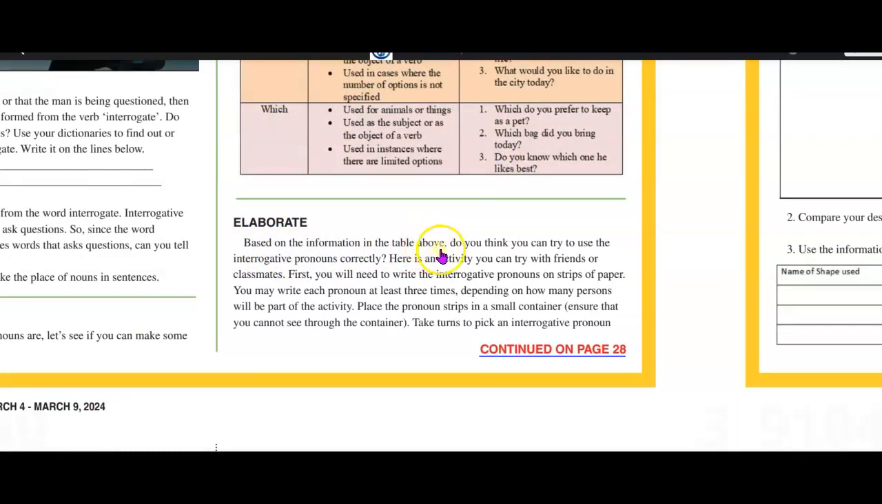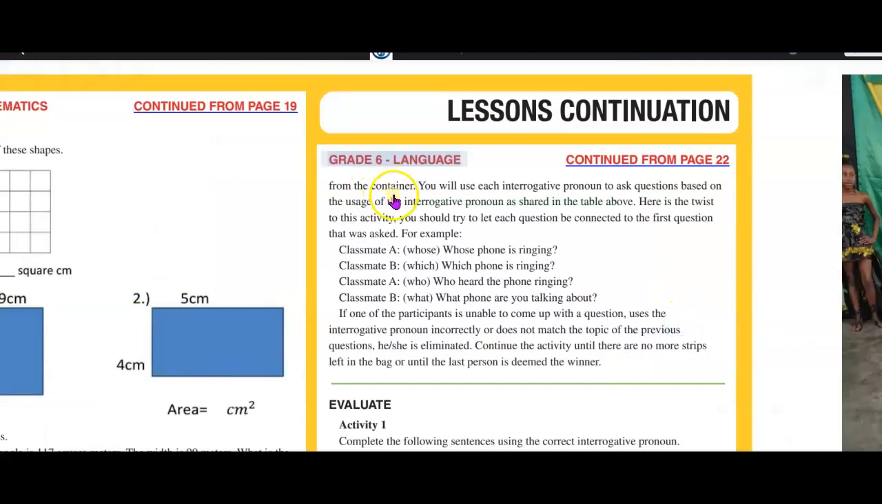Based on the information in the table above, do you think you can try to use interrogative pronouns correctly? Here is an activity you can try with friends or classmates. First, you will need to write the interrogative pronouns on strips of paper. You may write each pronoun at least 3 times, depending on how many persons will be part of the activity. Place the pronoun strips in a small container. Ensure that you cannot see through the container. Take turns and pick an interrogative pronoun from the container.